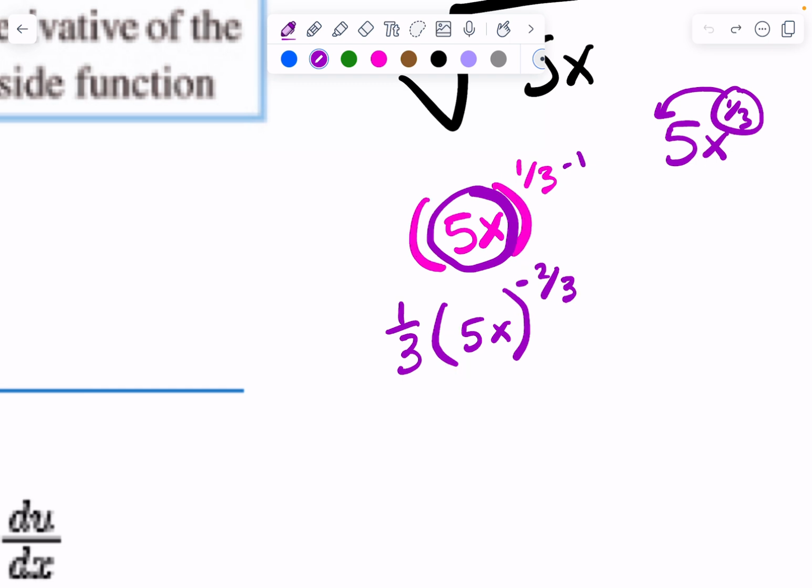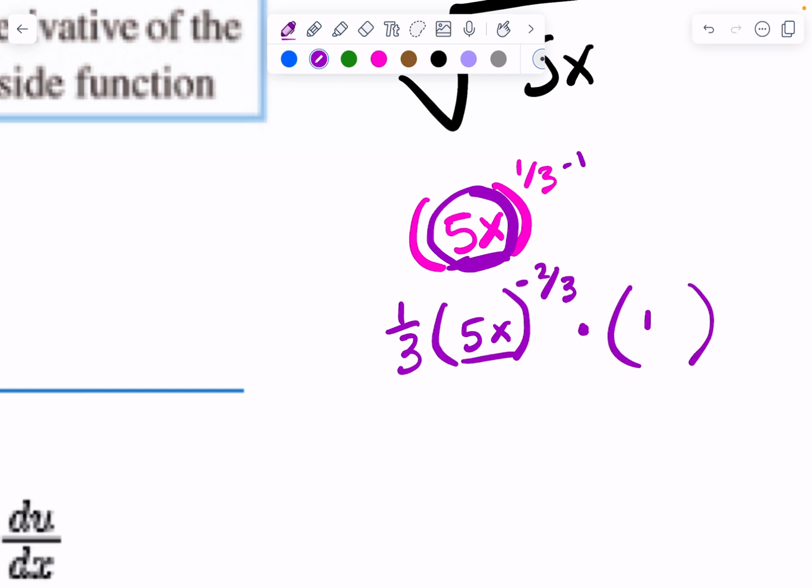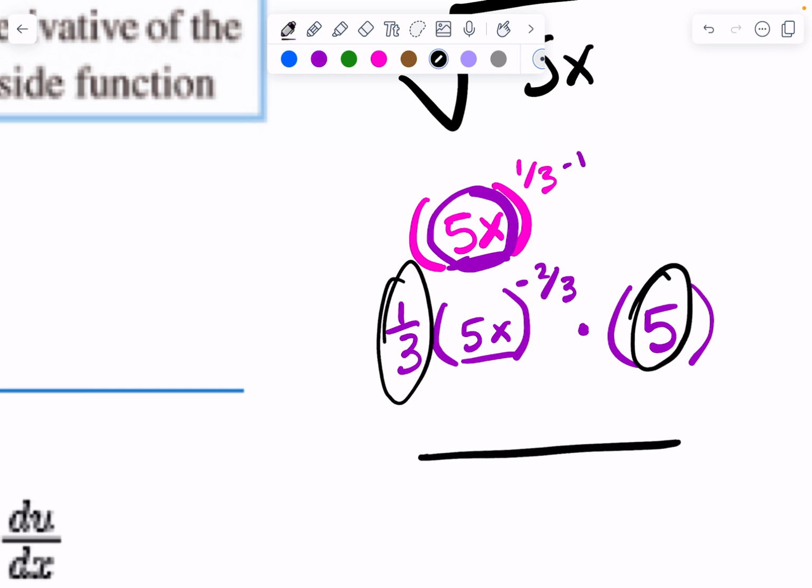Clear as mud. I've really confused you now. So because that 5 is trapped inside of the 1/3 power, I can't just take this 1/3 times this 5. That doesn't work like that. So I have to multiply by the derivative of the inside. The derivative of 5x is just 5. And now I'm going to put stuff together. 1/3 times 5 is 5/3.